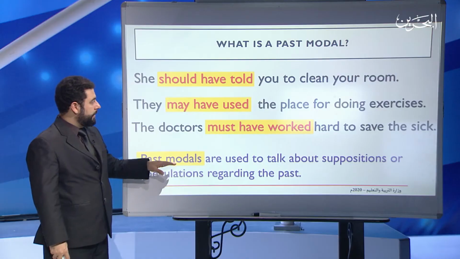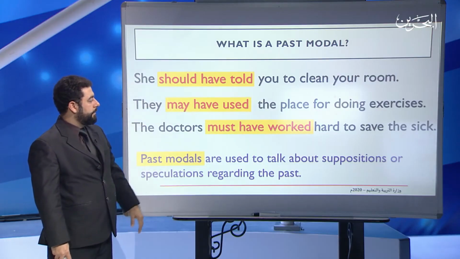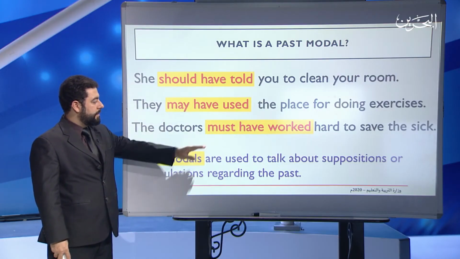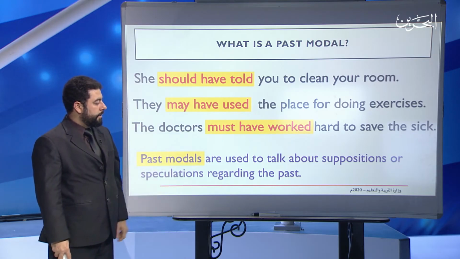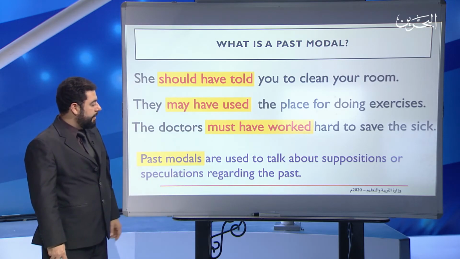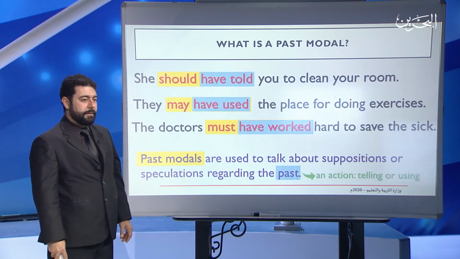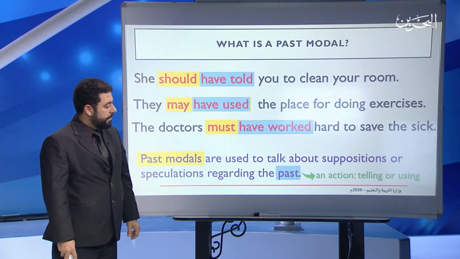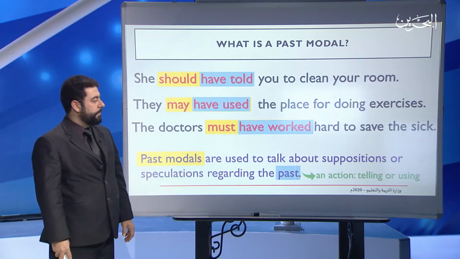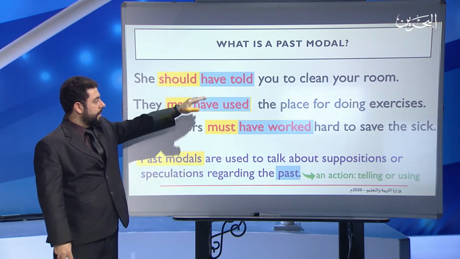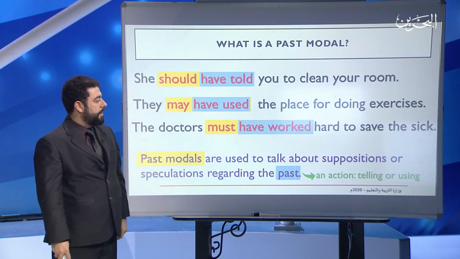So, past modals like should have told, may have used, must have worked are used to talk about suppositions or speculations regarding the past. A past action, something like telling or using. You will find them in each sentence: have told, have used, have worked.